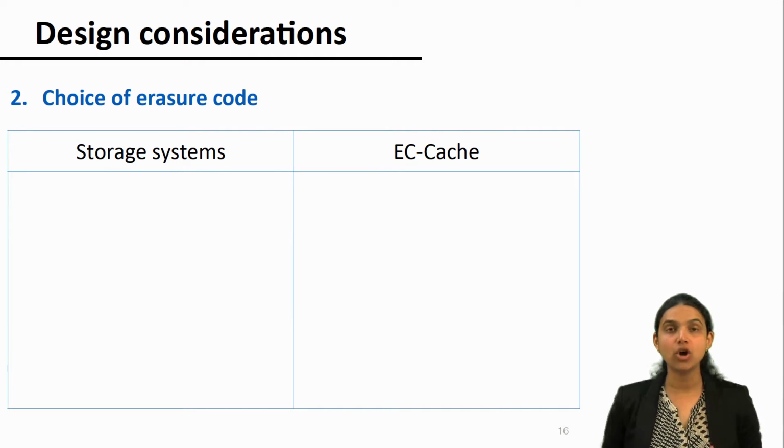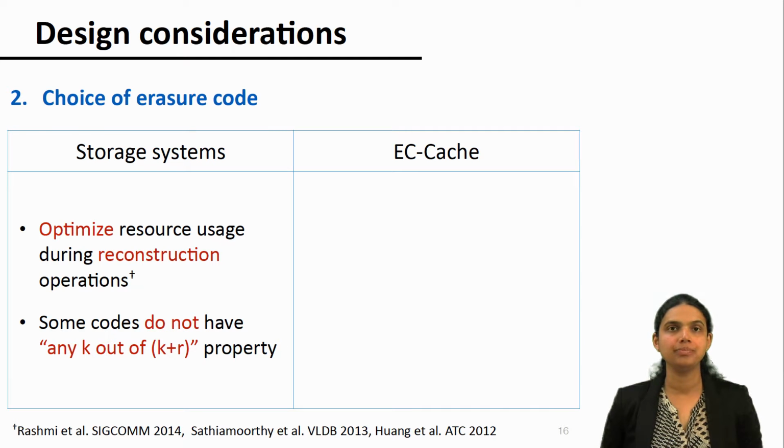Now let us look at the choice of erasure code. In storage systems, reconstructing failed or otherwise unavailable data units is a frequent operation, and it consumes significant amount of network bandwidth and device I/O. For this reason, many storage systems employ codes that are specifically designed to optimize resource usage during reconstructions. Some of these codes do not possess any K out of K plus R property.